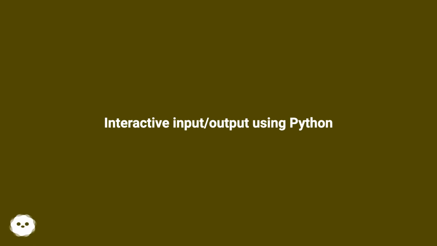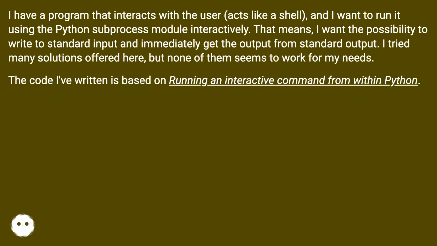Interactive input-output using Python. I have a program that interacts with the user, acts like a shell, and I want to run it using the Python subprocess module interactively. That means I want the possibility to write to standard input and immediately get the output from standard output.